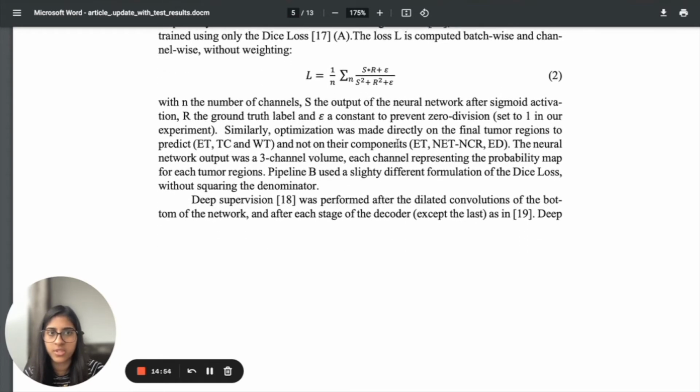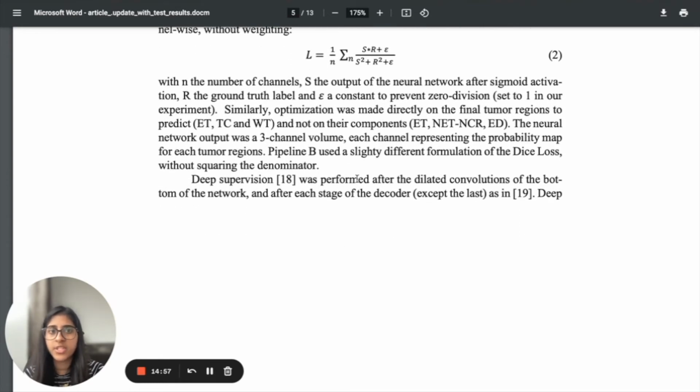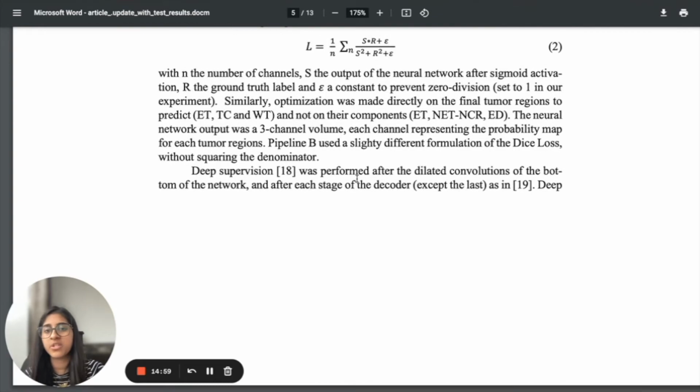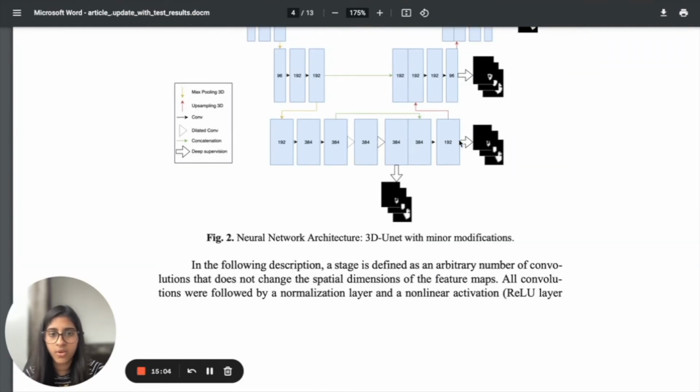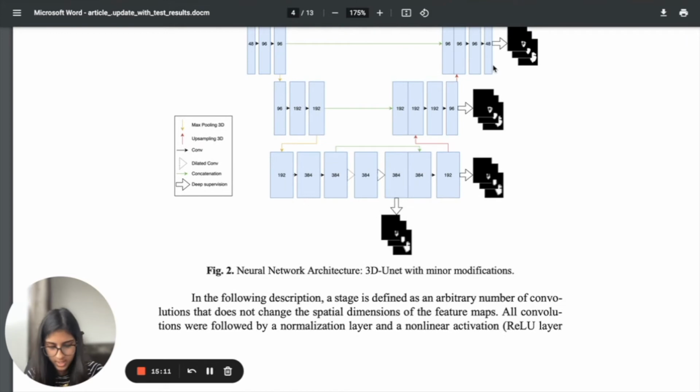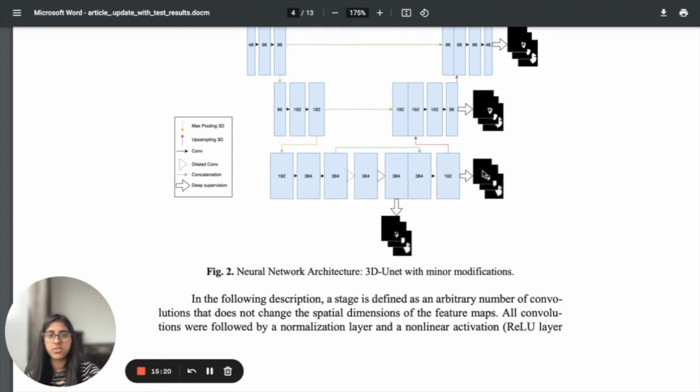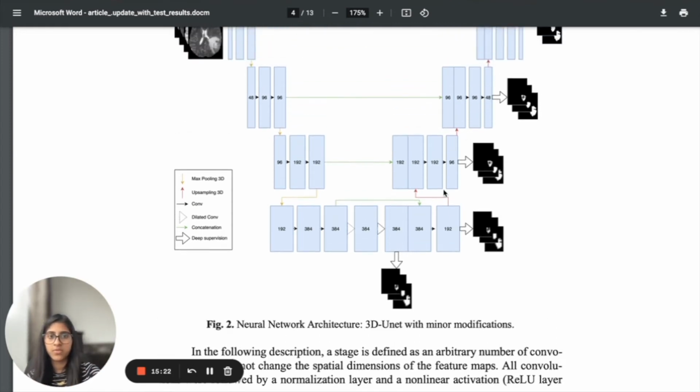Okay, so we don't need to go too deep into that. And then we have deep supervision, and deep supervision was basically performed over here, as you can see. It was performed after the dilated convolutions at the bottom of the network. So you can see one's here, and one's here. Deep supervision is basically the fact that multiple segmentation maps are generated at different resolution levels. So this resolution level, all of these are different.